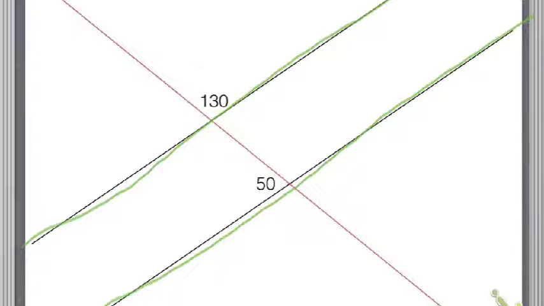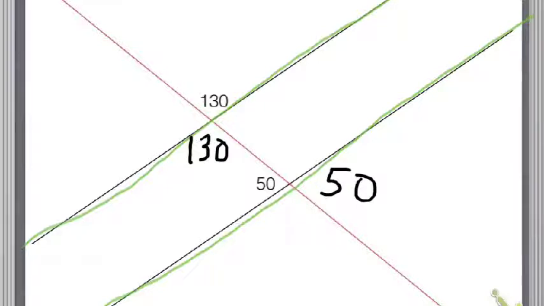Well, what do we know about vertical angles, guys? We remember that vertical angles are equal, and those are the angles that are across from each other. And so I know that this angle down here is 130, and I know that this angle over here is also 50.